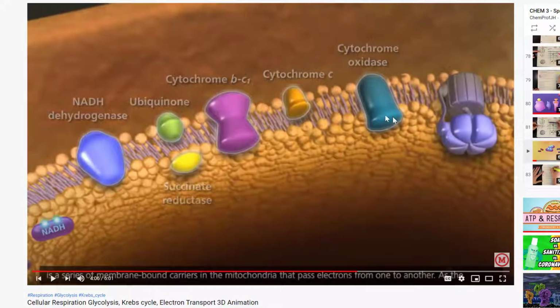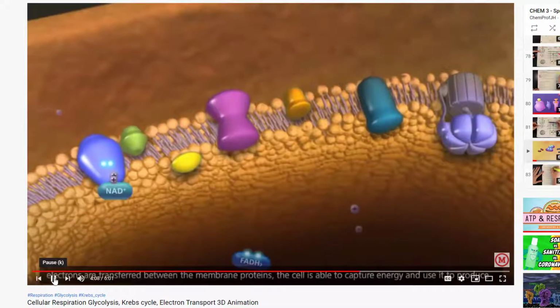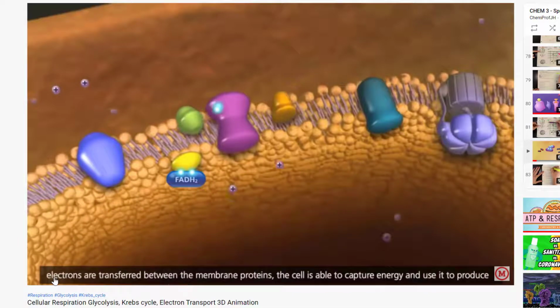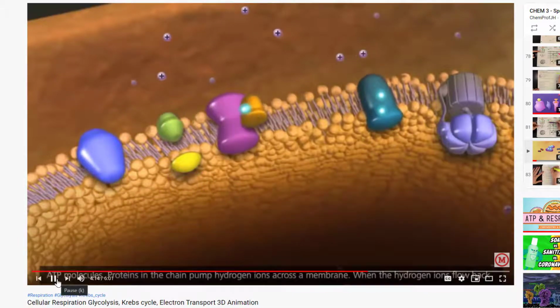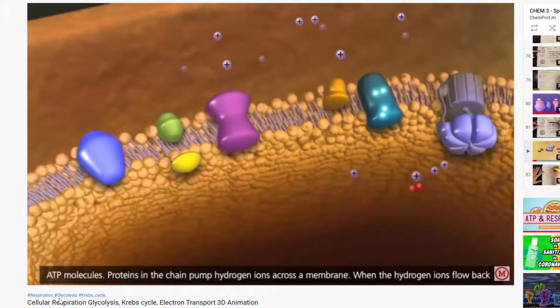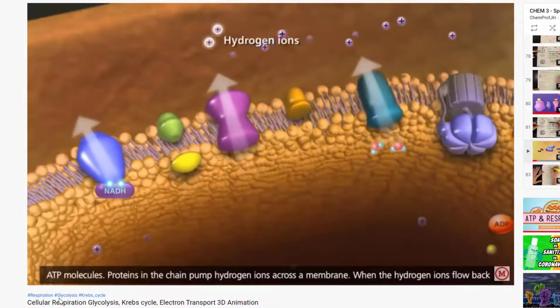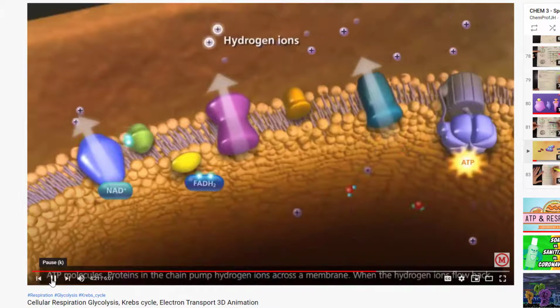And that big protein I just showed you is this cytochrome oxidase here. So this is not actually just a solid blob, it's a large protein, a large membrane protein. As the electrons are transferred between the membrane proteins, the cell is able to capture energy and use it to produce ATP molecules. Proteins in the chain pump hydrogen ions across a membrane.